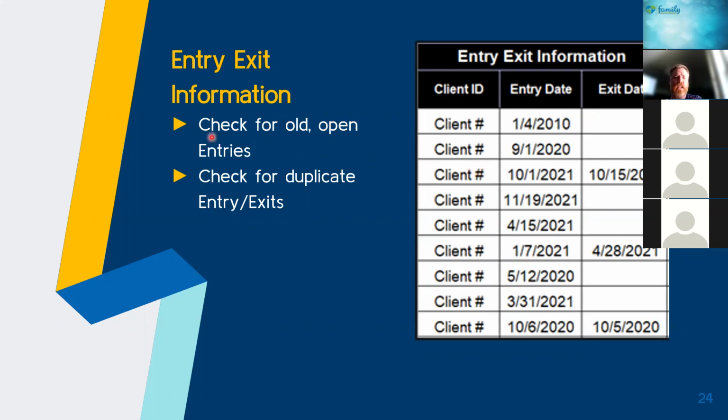Also check for any duplicate entry exits. If you look and see that there's a client that has two entries on the same date, that's probably an error. So just keep an eye out for some of that stuff and look for anything that stands out. This is the one section that people tend to skip over to go to those nulls and try to fix it. But there are some things that do show up in this that can provide some additional information and help with some of that overall data quality.